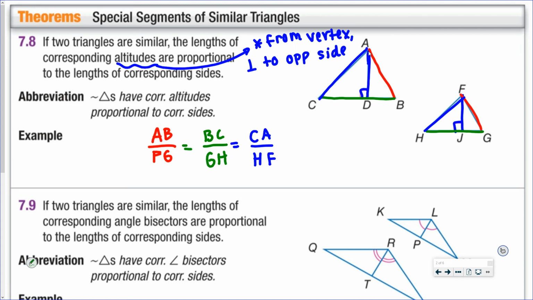So the new piece of this today says, guess what? As long as two triangles are similar, their altitudes are also going to be proportional to this scale factor. So the ratio of their altitudes, I would say AD, notice how I'm doing the first triangle up here, AD to FJ. The ratio of those altitudes is going to be proportional to all the corresponding sides. Okay.